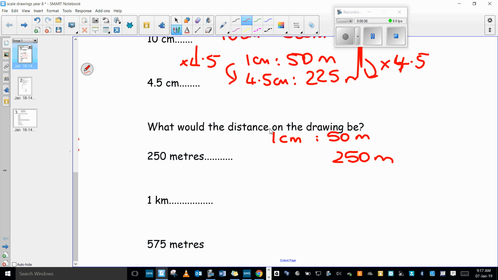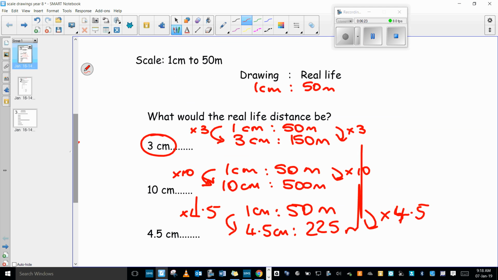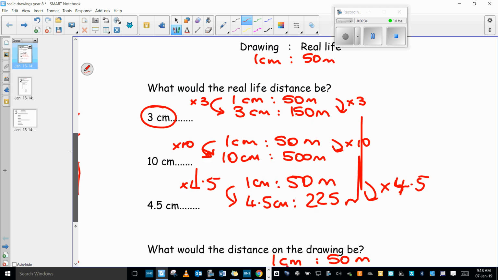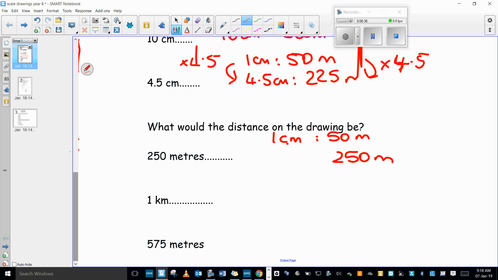The question here says, what would the distance on the drawing be? So that means we need to find the left-hand side measurement. Does that make sense? Up the top, they said, what would the distance in real life be? So that's why we were able to fill in the left-hand side for all of them, and we were finding the right-hand side, yes? For these ones, we've been given the right-hand side and we need to find the left-hand side.